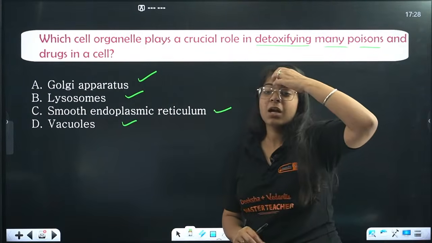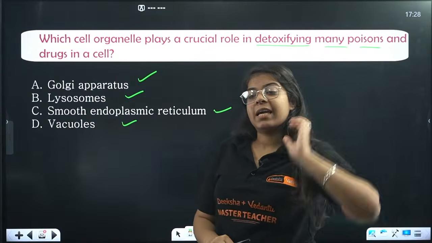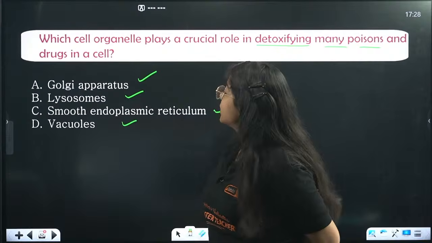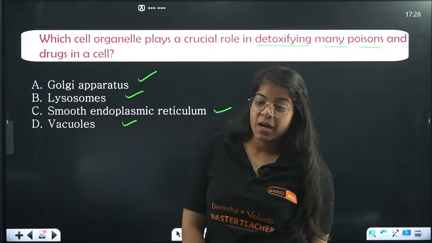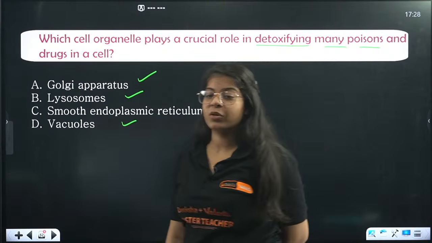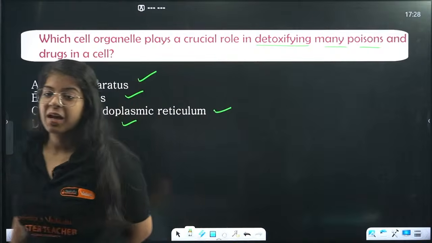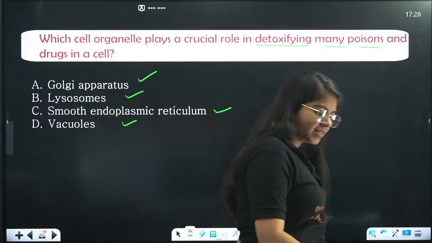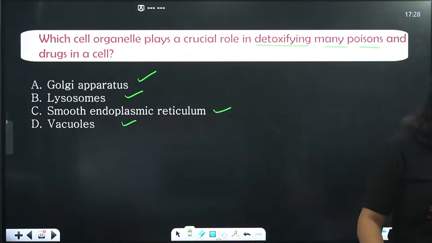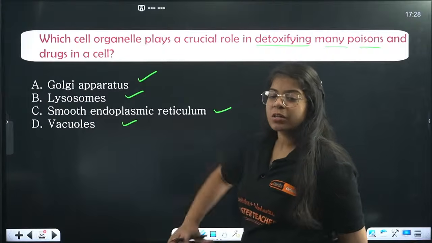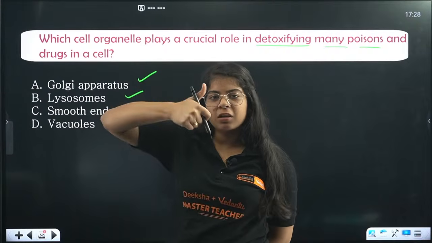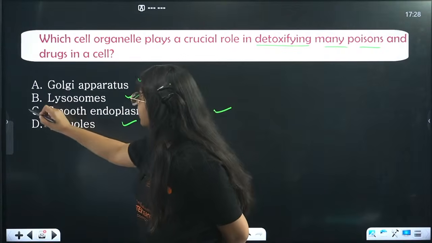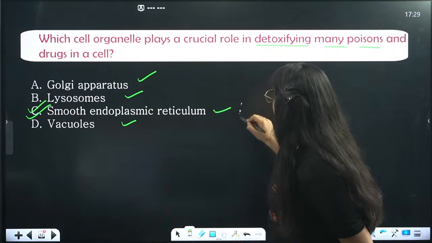Okay. Durga Devi is saying B and C. Santi is saying C. Dhruv is saying B. Okay, you guys. Smooth endoplasmic. Joseph is also saying C. Okay, Santi, that is C. Can we lock C? Lock the C option? Okay, that is correct. C option is the correct answer.